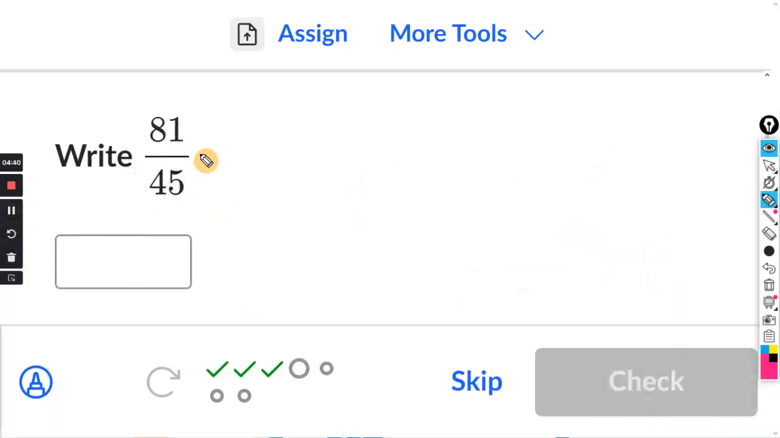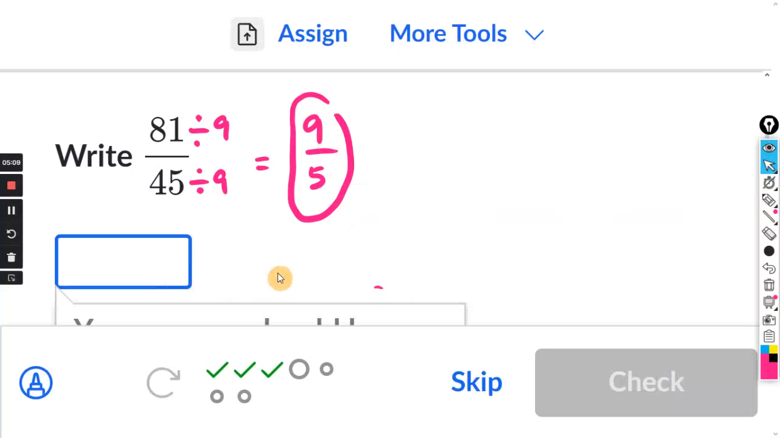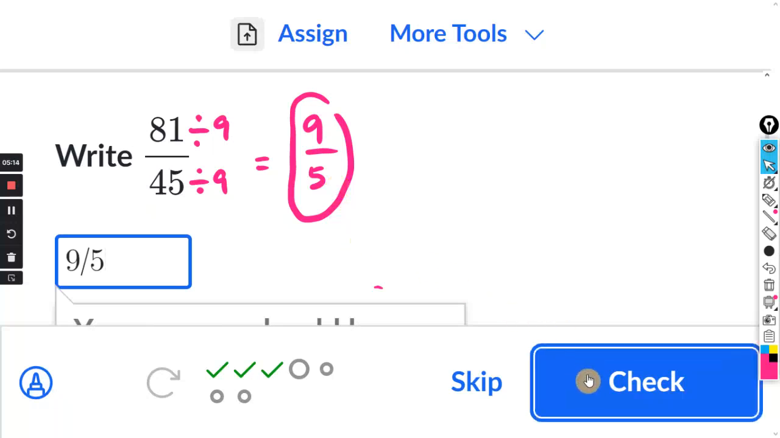All right, last one, 81 and 45. I know in both cases I can divide by 9, top and bottom. 81 divided by 9 is 9. 45 divided by 9 is 5. All right, if I started with divided by 3, I would have to divide by 3 again to get 9 over 5. So if you need to do it in 2 steps, that is perfectly fine. 9/5 for 9/5.